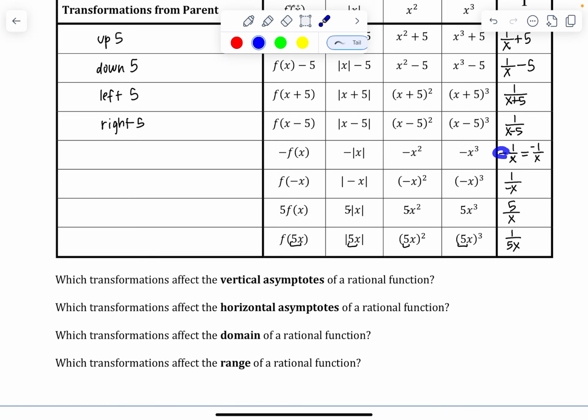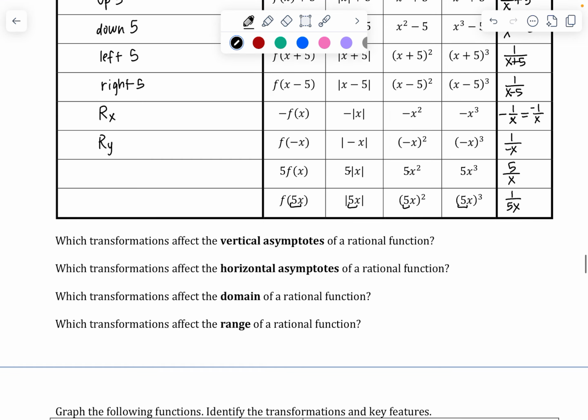And then here, the negative outside the function, we know that is your reflection over the x-axis. You can abbreviate that r sub x. And then the negative inside would be your reflection over the y-axis. A scale factor outside would be a vertical stretch by 5. You can abbreviate that VS5. And then a scale factor inside would actually be a horizontal compression by 1/5.